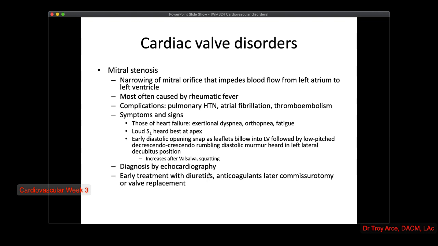And this increases after Valsalva or squatting. The diagnostic for this mitral stenosis is by echo, and the early treatment is with diuretics and anticoagulants. Later, commissurotomy or valve replacement.